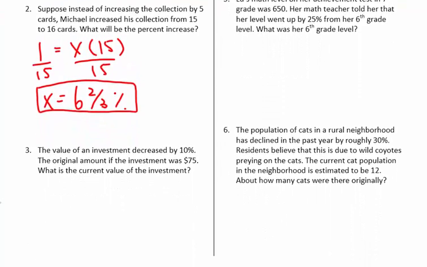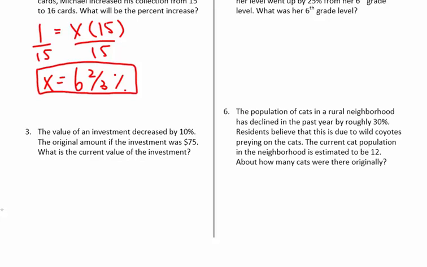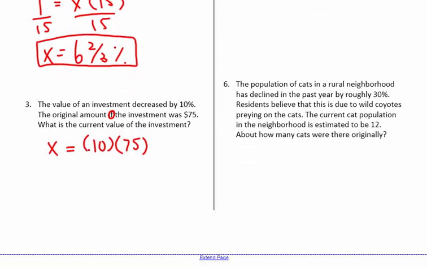The value of an investment decreased by 10%. The original amount of the investment was $75. What is the current value? We know the percent of change is 10%, that's 0.10. 75 represents the original amount, so that goes where the whole is, and we don't know what the change was. So we get $7.50.